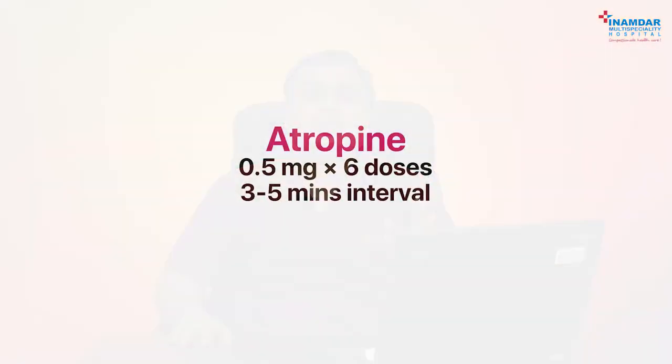So monitor and observe is the treatment for the stable bradycardia patient. Now we'll go for the major patients, the unstable ones. If a patient comes to you who is drowsy or has low blood pressure and a pulse of 45, this is unstable bradycardia. How to deal with this? First and foremost, you have to give atropine. The usual dose is 0.5 mg. You give a total of 6 doses at 3 to 5 minute intervals, making it up to 3 mg.